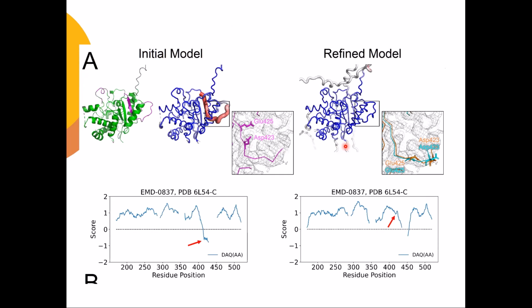These are some examples. The region which had a very low score is now fixed and gets a higher score. In this case, again, this is a residue shift. The main chain conformation itself is okay, but shifting the residues fits the density better.